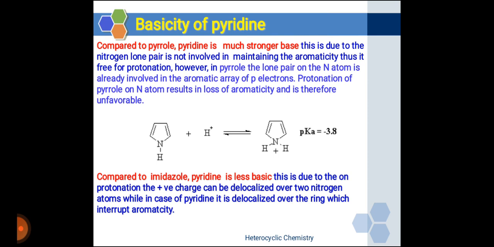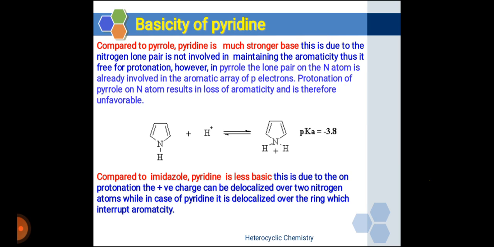Compared to imidazole, pyridine is less basic. This is due to the protonation: the positive charge can be delocalized over two nitrogen atoms, while in case of pyridine it is delocalized over the ring, which interrupts aromaticity. Compared to analogous aliphatic amines, pyridine is less basic.